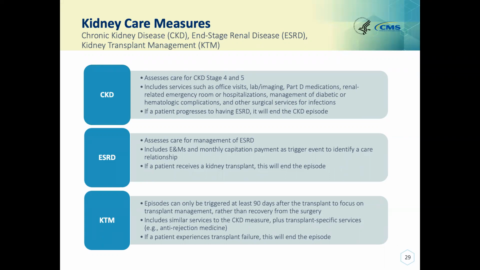A KTM episode can begin if there are services indicating care for the transplant management. We only start looking at services at least 90 days after the transplant surgery. This is to ensure that the measure captures transplant management rather than surgery recovery. The KTM episode also includes similar services, plus transplant-specific services such as anti-rejection medicine. The KTM episode will end if a patient experiences transplant failure, since there's no longer any transplant management. If the patient then has ESRD, an ESRD episode could begin. Next slide, please.